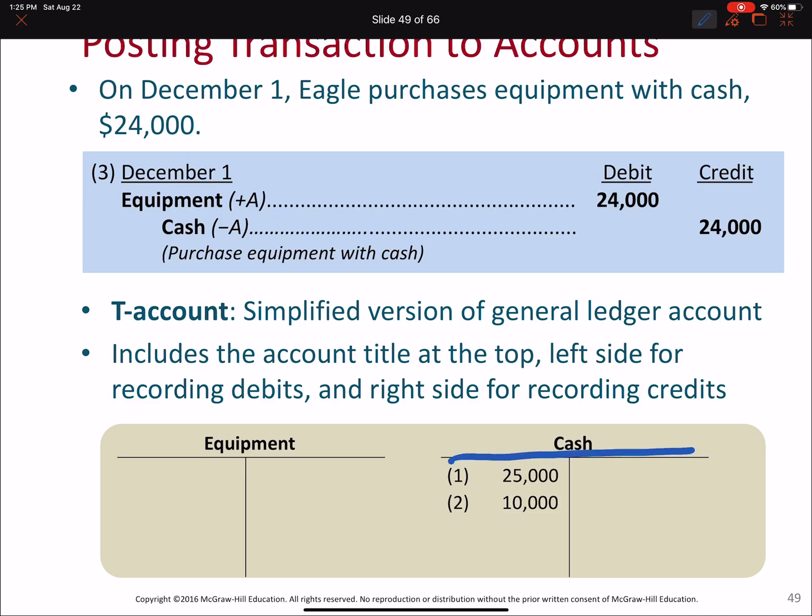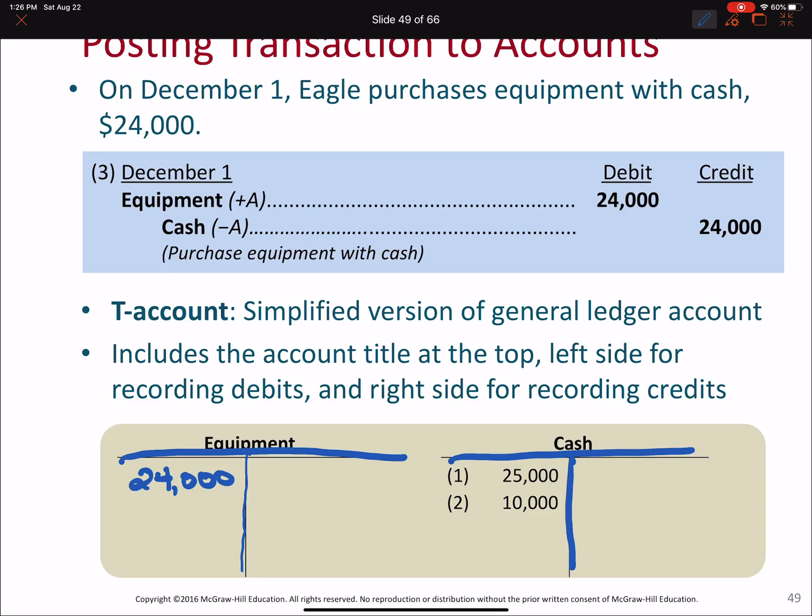See these T's? That represents my general ledger. And I have a T account for cash, a T account for equipment. This assumes that I've already posted the first two entries that the company had made. Now it's time to post the third. So the journal entry was already made, a debit to equipment, a credit to cash. To post it simply means I'm going to take the debit to equipment and put it on the left. Debits always go on the left, credits always go on the right.